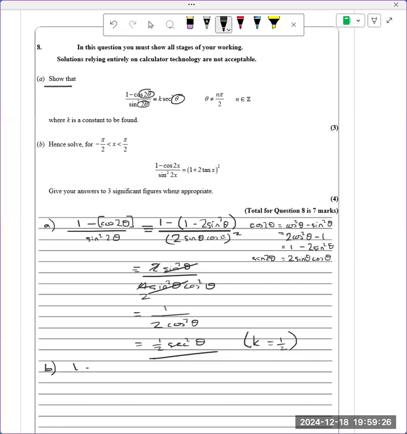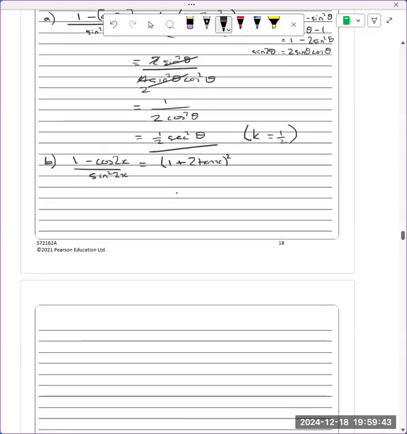So we're trying to solve 1 minus cos 2x over sine squared 2x equals the right-hand side, which we don't have any help with, 2 tan x all squared. Okay, so we use our identity. So from part A, the left-hand side becomes a half sec squared x, not theta, is 1 plus 2 tan of x all squared.